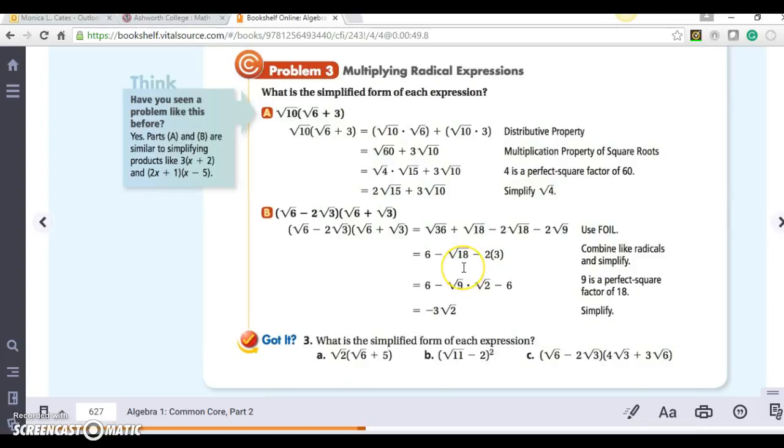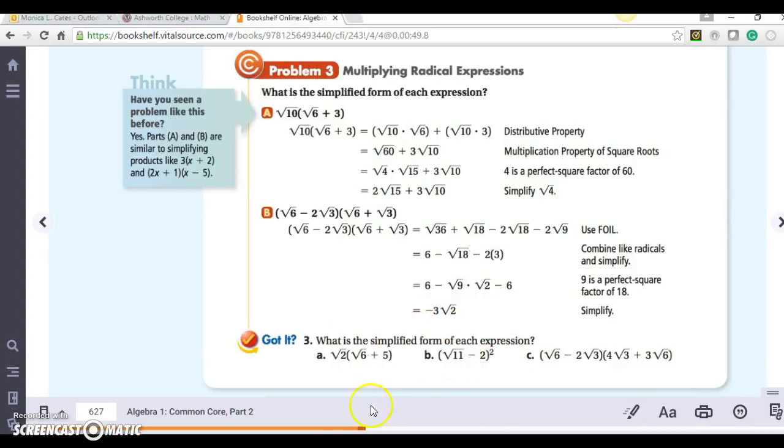So the square root of 18, I can break it up into 9 times 2, and the square root of 9 is 3. So I get 6 minus 6, those cancel out, and I'm left with negative square root of 9 times square root of 2, which is negative 3 root 2.